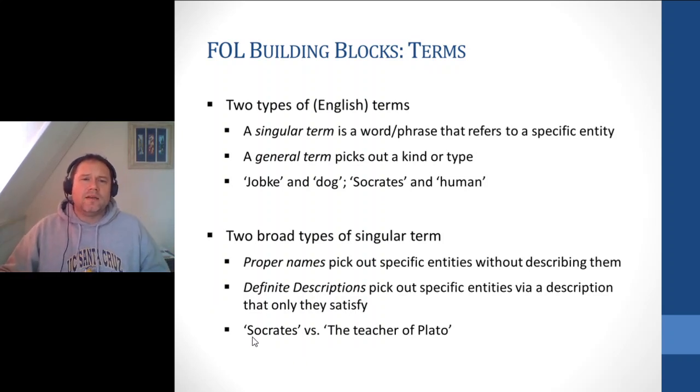So for example, right, Socrates is a proper name. It picks out a specific entity, right, some particular ancient Greek dude, right? Meanwhile, the teacher of Plato is a definite description that only one object happens to satisfy. It just so happens that it's the exact same object that's picked out by the singular term or the proper name, Socrates. But what's important is we note the different semantic functions here. This is just a tag. There's no real description in it, whereas this is via a particular description.